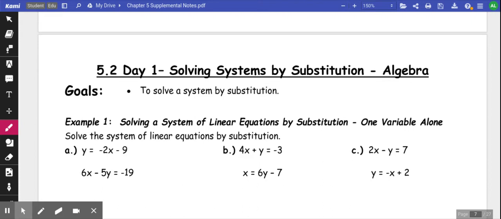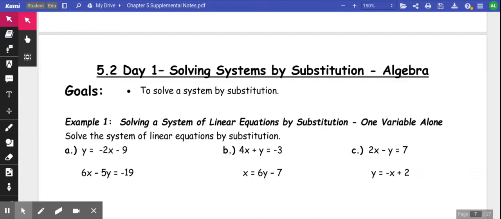Hello, everyone. So today we are going to continue on with solving these different linear systems, where we're given two different linear equations, and we're trying to figure out what is the point where they intersect? What is the point that solves both of these different equations? Yesterday we talked about how to do that by looking at the graph, graphically.